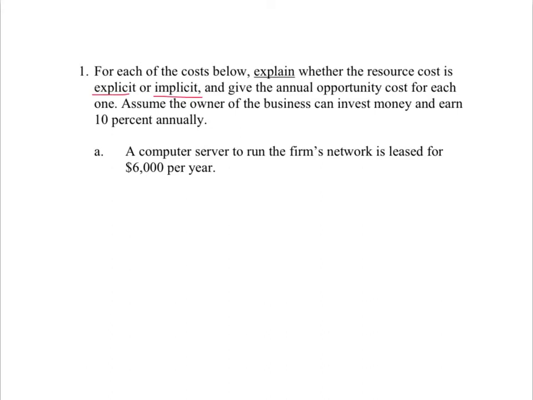And just as a little review before we get into the problem, explicit costs are those that are associated with using resources owned by people outside the firm. So when we hire workers, when we lease a building, when we borrow money from a bank, we incur an explicit cost. Why? Because we're using someone else's resource. And with all explicit costs, there are actual cash transactions. There are out-of-pocket payments that are made with explicit costs.